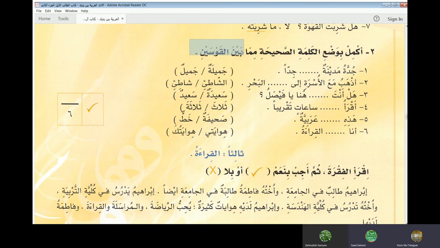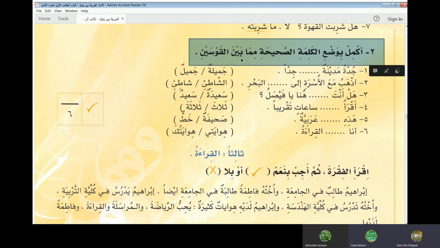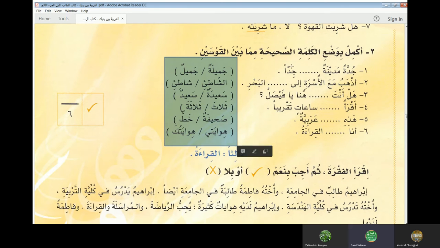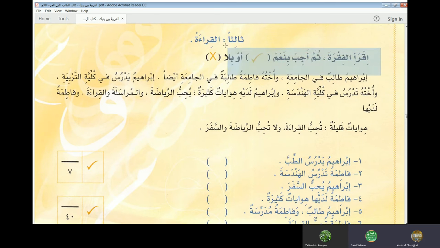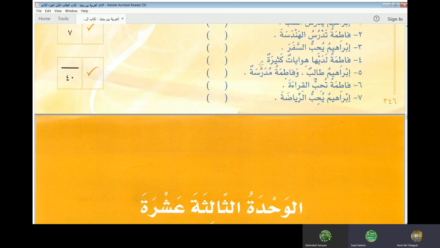So is this a corrector? Complete. Correct. Okay, complete. So it's complete using the words in the brackets, between the two brackets? Yes. Complete by putting the correct word from between the two brackets. One of these two words is correct, you just want to fill these blanks. And then the last one is read the paragraph, then answer with yes or no, or with a check or a cross.